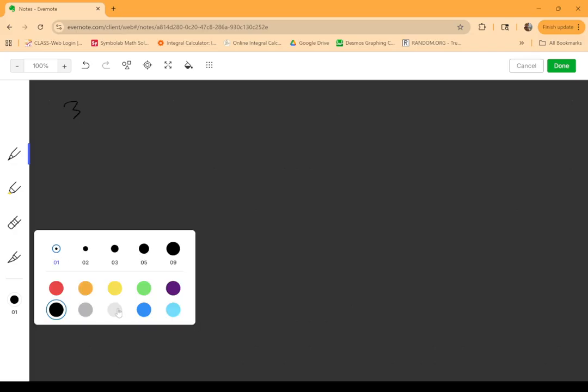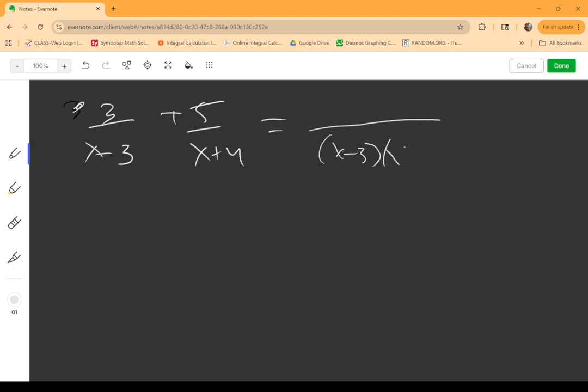Let's say I had this expression, 3 over x minus 3 plus 5 over x plus 4. And let's say I wanted to combine this into one. Well, I have a common denominator of x minus 3 times x plus 4. So if I were to combine this expression, it would have to be 3 times x plus 4 plus 5 times x minus 3.